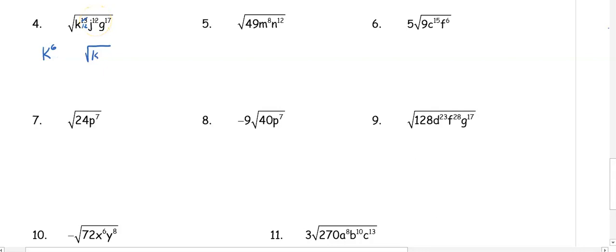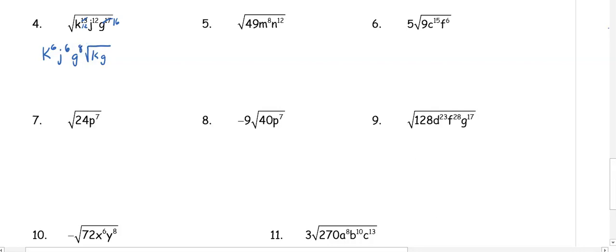J is already an even with 12, so half of 12 gets us j to the 6th. Nothing is under the radical because it was even. G also has an odd exponent, so 1g is going to stay underneath, which drops this down to 16, and half of 16 gets us g to the 8th on the outside.